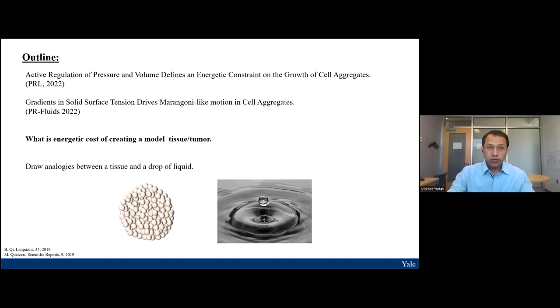So the works that I'm going to talk about are two of our papers that recently came out. One came out in January in PRL: Active Regulation of Pressure and Volume Defines an Energetic Constraint on Growth of Cell Aggregates. And the other came out in March in Physical Review Fluids: Gradients in Solid Surface Tension Drive Marangoni-like Motion. These are just fancy terms, but essentially we are going to estimate the energetic cost of making a tissue and how it guides the dynamics of the system.